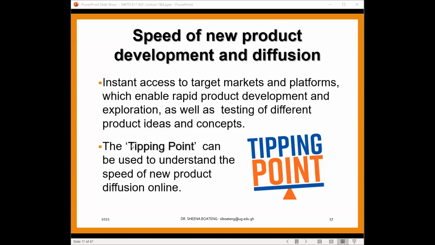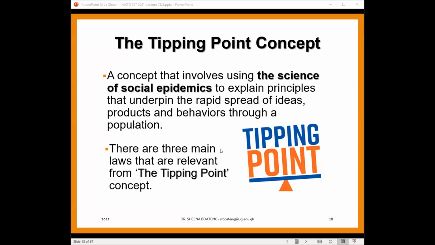Now, the concepts that helps us to be able to appreciate how this speed of new product development and diffusion occurs is what we refer to as the tipping point concept. Now, the tipping point concept basically looks at how we are able to develop new products and get them to spread far and wide among various users and customers using what we refer to as the science of social epidemics, right? So social epidemics refer to how general epidemics that we traditionally know of that have to do with diseases spread. Like we are currently in the middle of one of those epidemics, right?